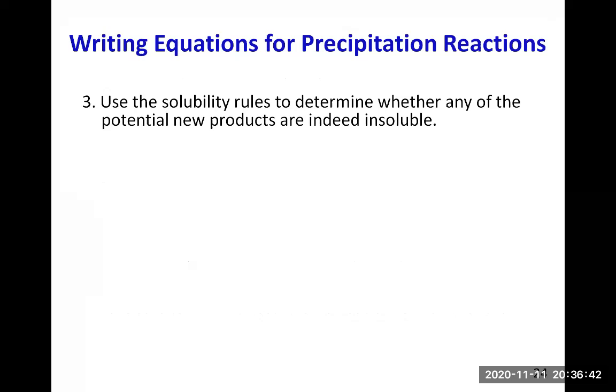The third step is to use the solubility rules to determine whether any of the potential new products are indeed insoluble. Our two products are NaCl and CuCO3. So we will need to look at the solubility tables.